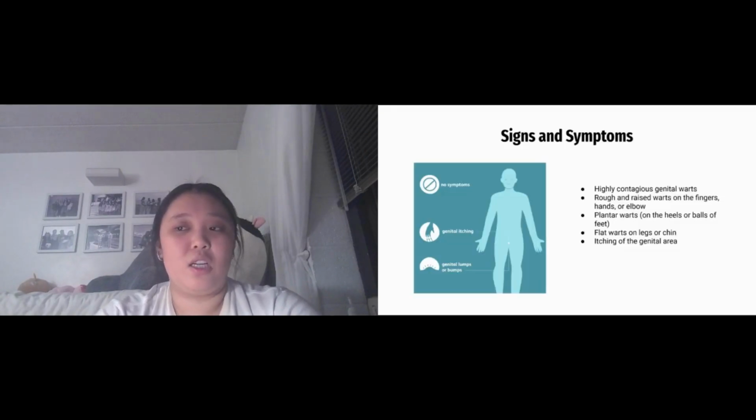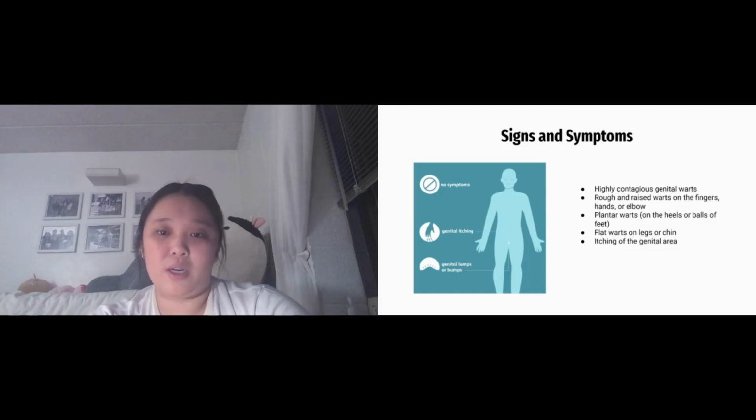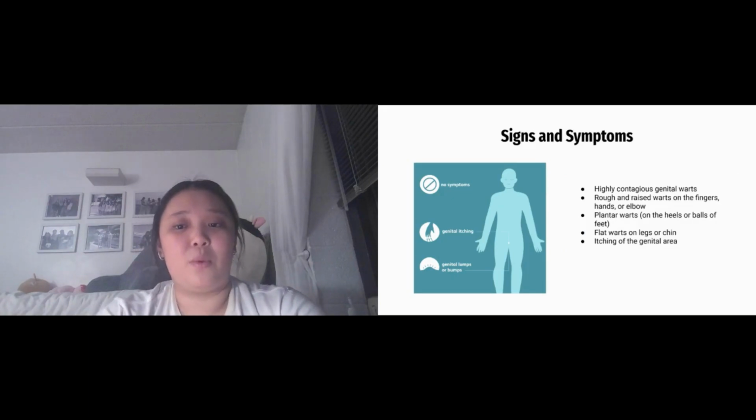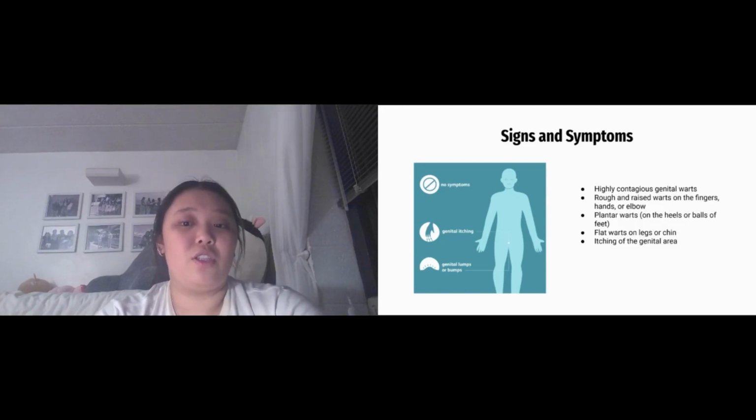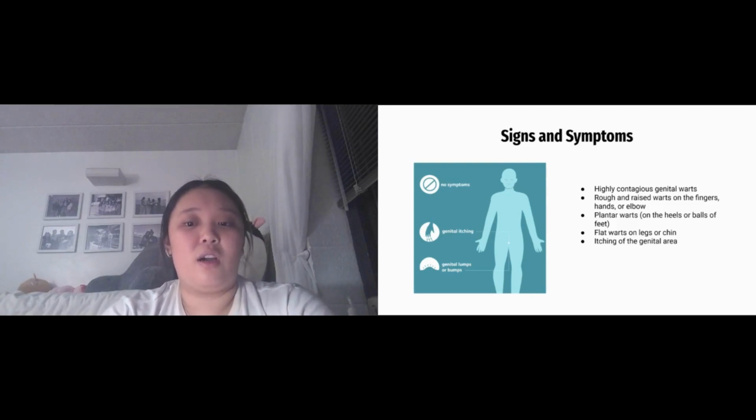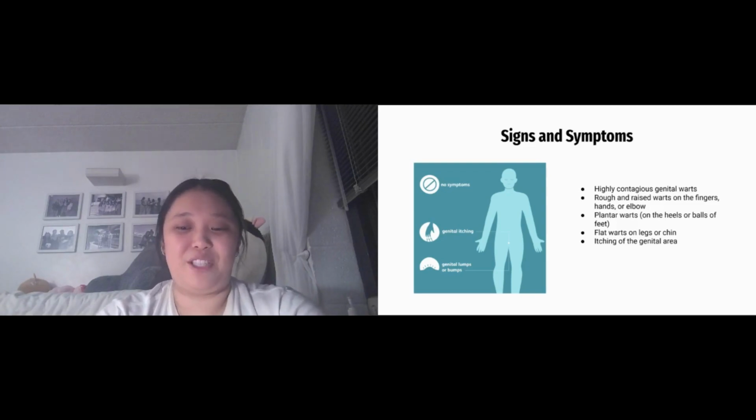Signs and symptoms. If you have highly contagious genital warts, rough and raised warts on the fingers, hands, or elbow, plantar warts on the heels or balls of your feet, flat warts on legs or the chin, or itching of the genital area, you may have HPV.